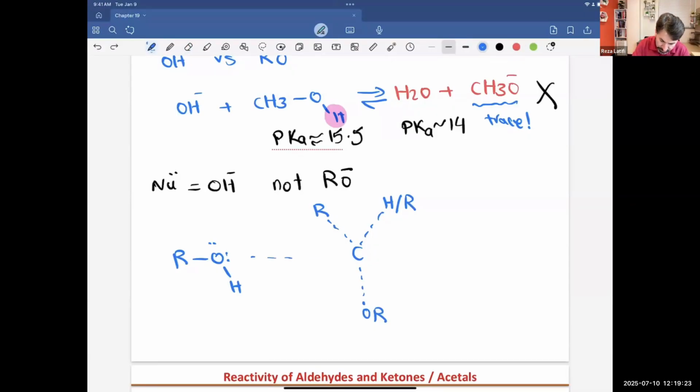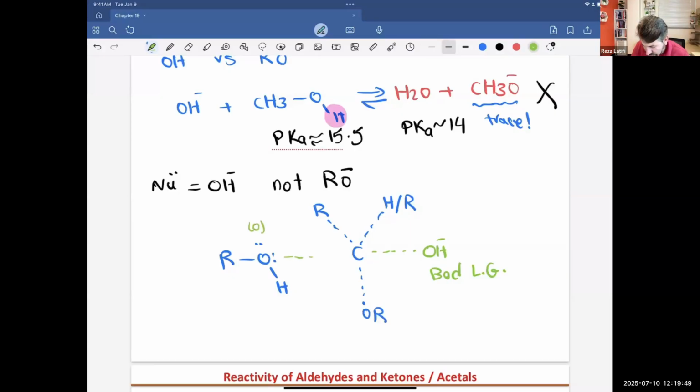Okay, maybe I should bring it closer. This one, I'm going to bring it here, while OH is leaving the system. This one is a bad leaving group. Why? Because the charge is going to be -1, and then it's already attached to carbon. It doesn't want to lose that one.